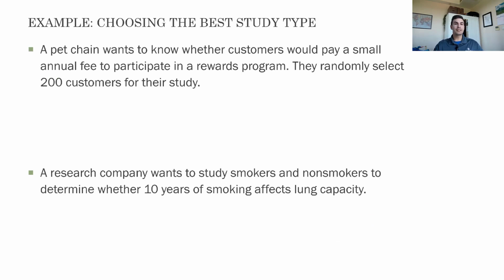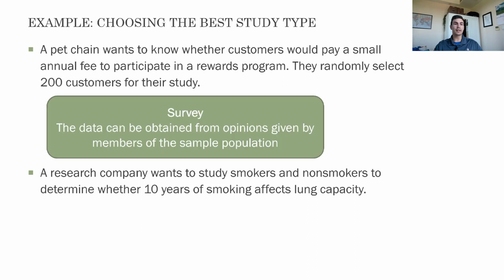All right, now let's choose the best study type for both of these situations. First one here, a pet chain wants to know whether customers would pay a small annual fee to participate in a rewards program. They randomly sampled 200 customers for their study. Now, they are asking their customers about their opinion of this rewards program. So what they are doing is conducting a survey. And the data that they are going to obtain is going to be the opinions given by members of that sample population.